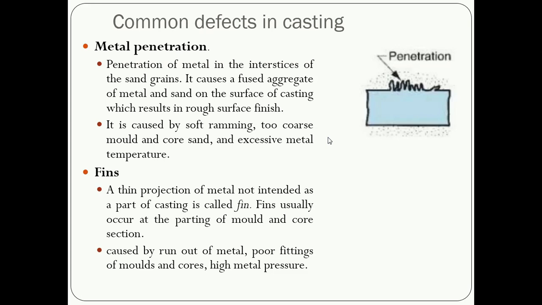Fins: a thin projection of metal which is not intended as a part of the casting is called fins. This is also a defect present on the surface of the casting which is very easy to remove. Fins generally occur at the parting of mold and core sections, caused by runout of the metal. Metal flows out along the parting line where cope and drag are joining. At that location, runout of the metal takes place. Poor fitting of the mold or the cores, or high metal pressure, are a few causes of this fins defect, and this defect is easy to remove, but it occurs inside the casting process.